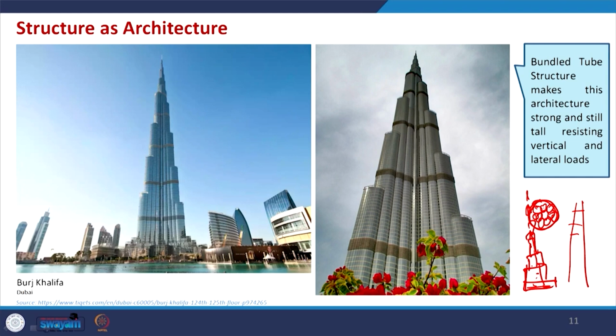So, here is another example of structure as architecture. The bundle tube structure makes this architecture strong and still tall, resisting vertical and lateral loads. Lateral loads are normally very important for the high rise. We will also discuss that when we discuss different mechanisms, how to reduce the load, and what the exact structural arrangement should be to overcome that wind load.